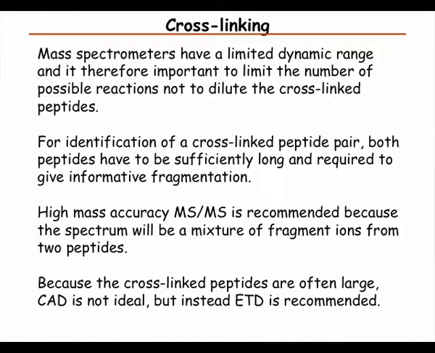Then the other problem is that, of course, both peptides that are cross-linked have to be long enough so that we can identify them. Then, because usually when we work with tryptic peptides, we can fragment them well, but now we have two tryptic peptides together, so the mass will be higher. And that's why often people have better success with electron transfer dissociation, which works better for larger peptides than collision activated dissociation.